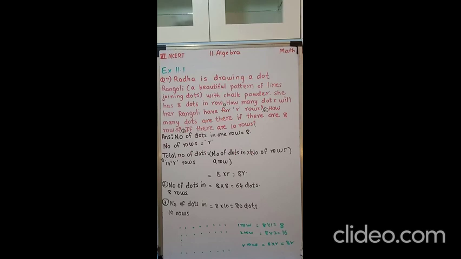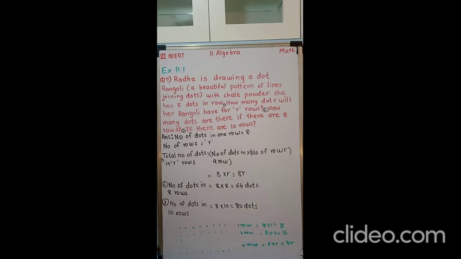We are solving grade 6 NCERT textbook mathematics chapter number 11 algebra exercise 11.1 question number 7. Here Radha is drawing a dot rangoli, a beautiful pattern of lines joining the dots. Like this we put the dots and, joining them, we draw a rangoli. That is called a rangoli with chalk powder. She has 8 dots in a row.